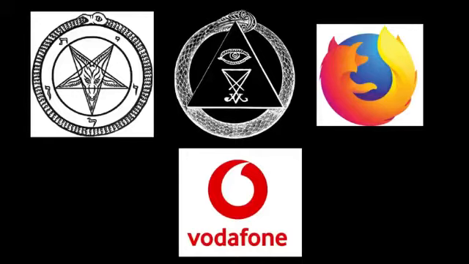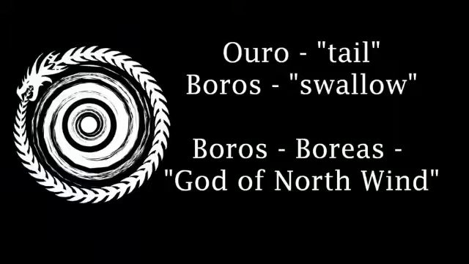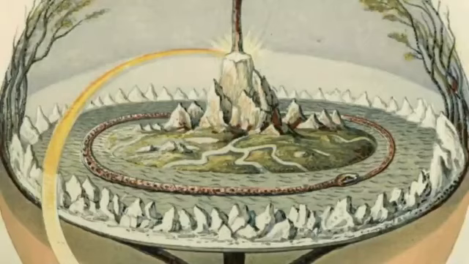Many have speculated that the Ouroboros symbolizes the ice ring at Antarctica. Oro comes from the ancient Greek meaning for tail, and Boros comes from the ancient Greek meaning for swallow. Boros is also very similar linguistically to Boreas, god of the north wind. The Ouroboros is also present in the Norse cosmology.